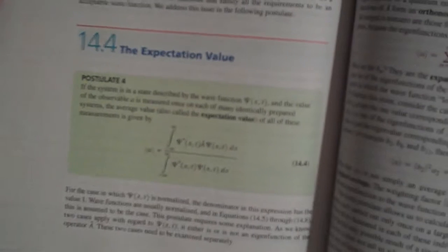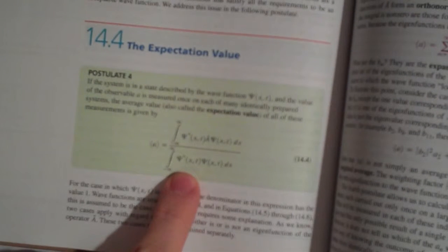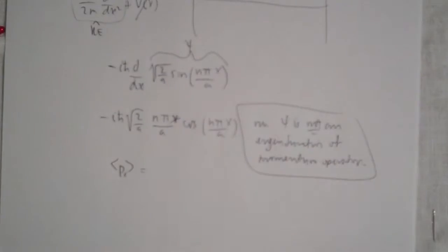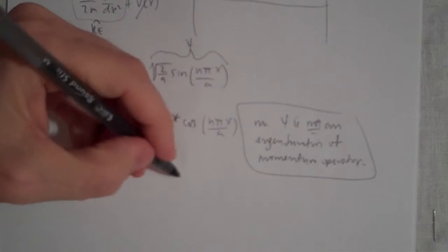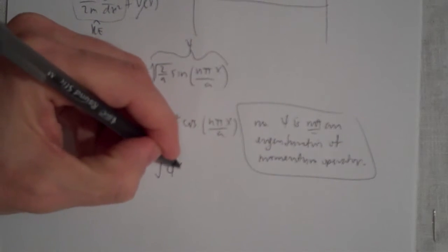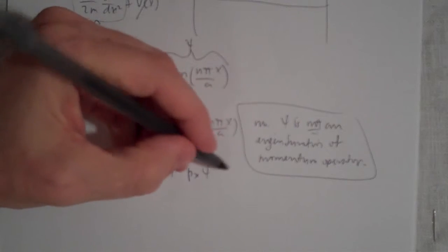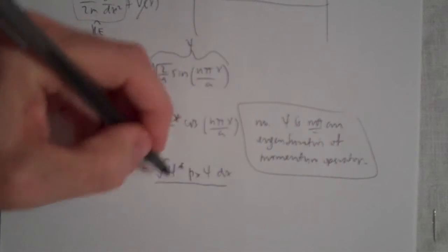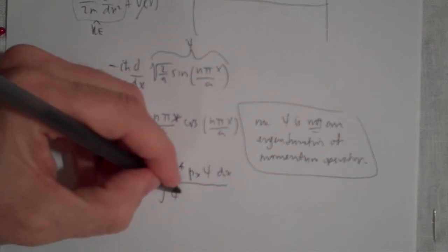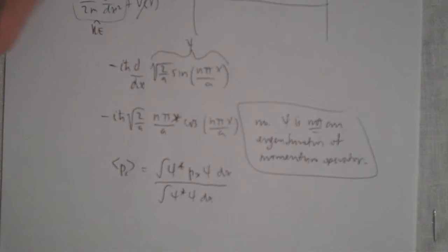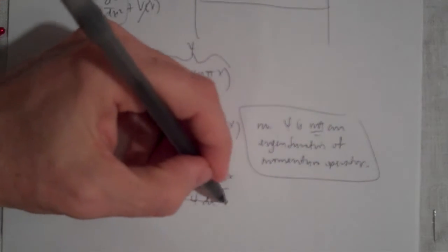Excuse me. No, it's postulate 4. Okay. So it's going to be the integral of psi star, momentum operator, psi dx over the integral of psi star psi dx. Now, we know that this is already 1, right? Because we've normalized it. Agreed?